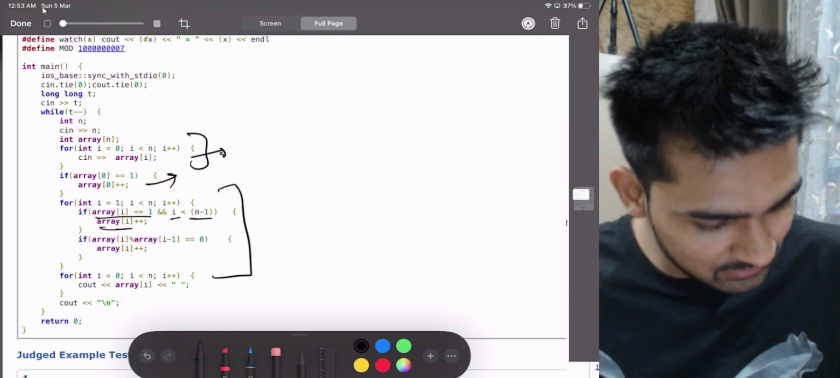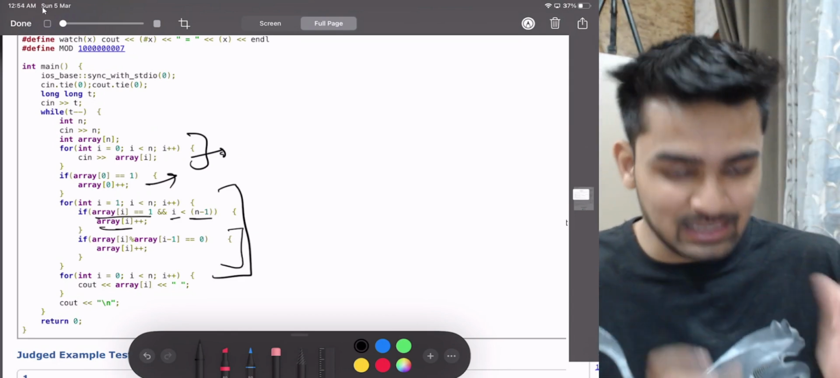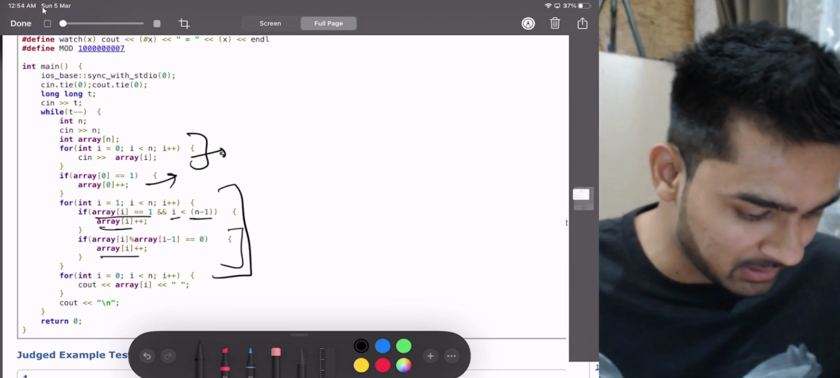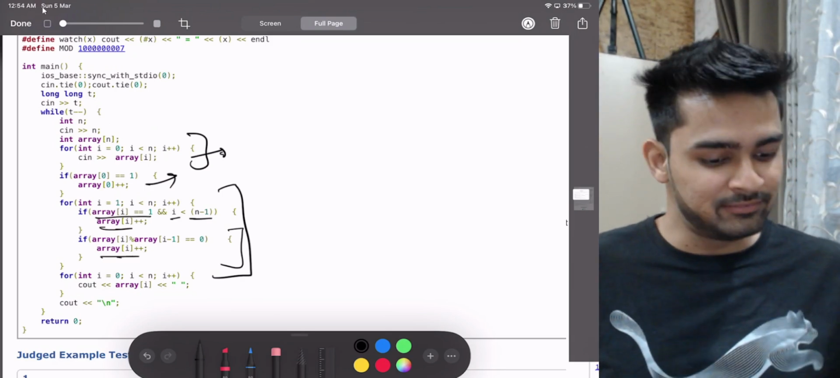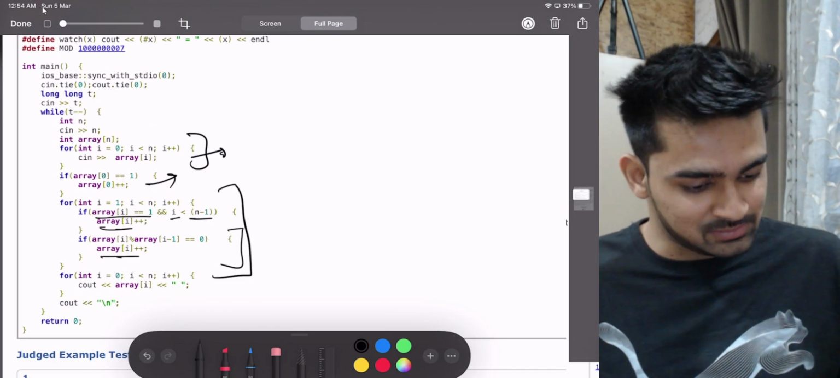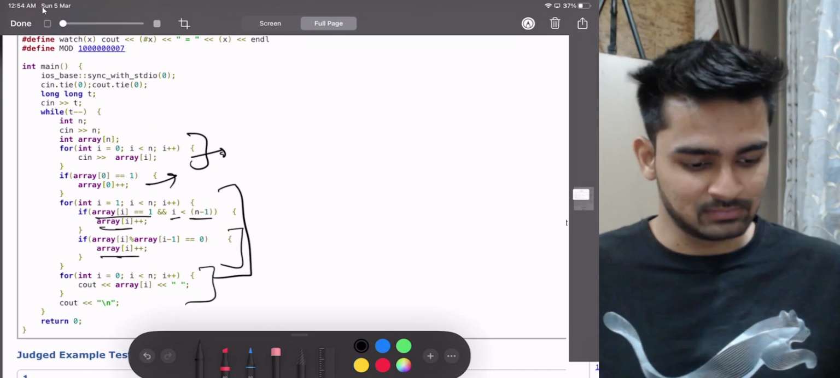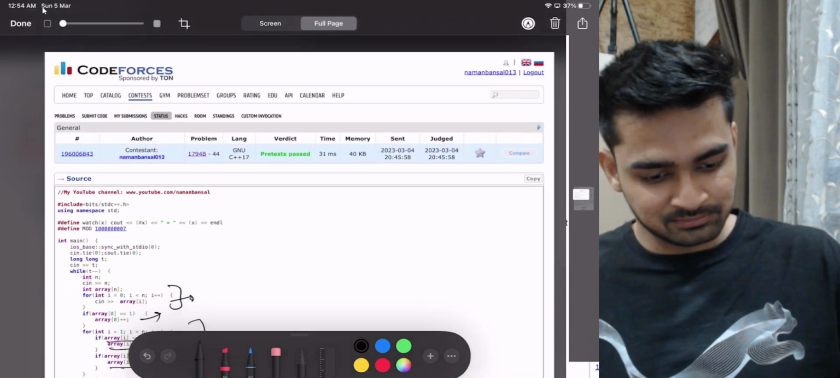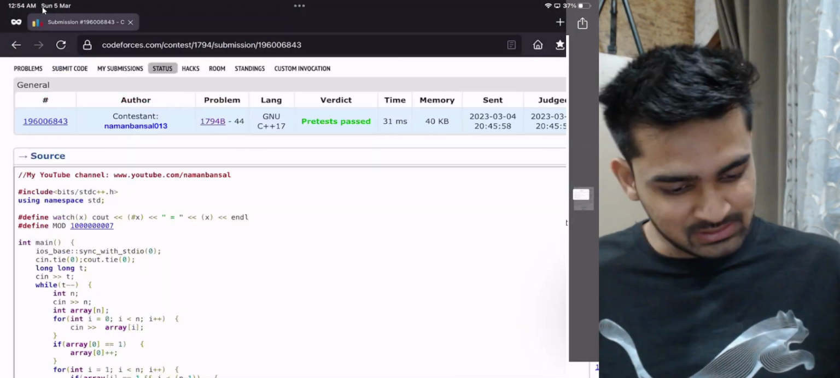Then the next thing we have to do is check if this number is divisible by the previous number. If that is the case, increment my current number. We have done both the conditions. Now just print the entire array. That's it. I hope this is clear to everyone, and we can move forward to problem C.